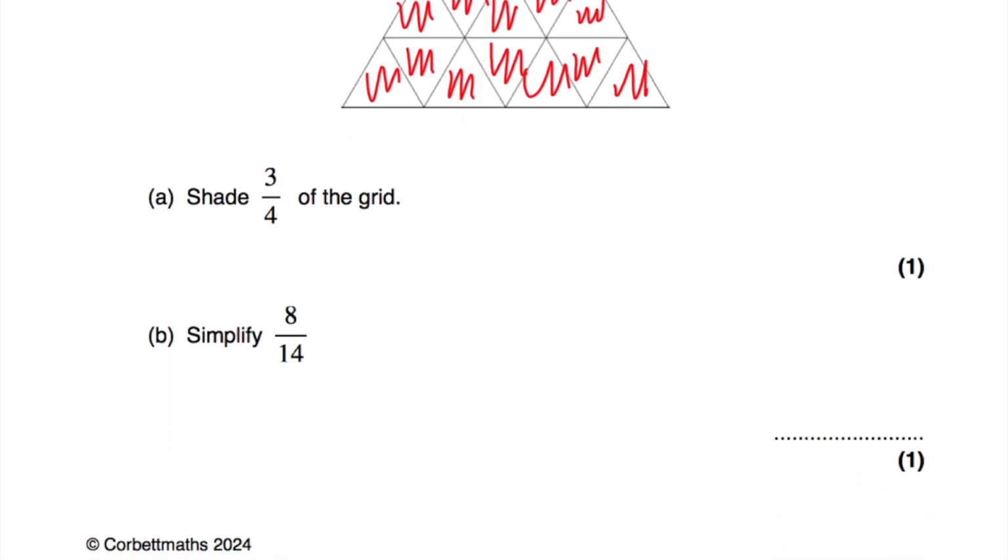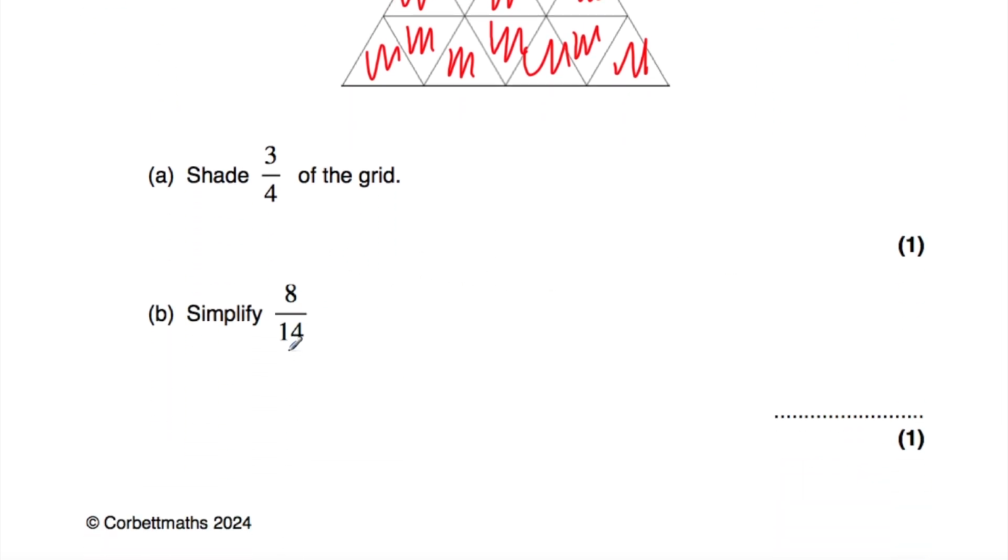Okay, and part B says to simplify 8/14. 8 and 14 are both divisible by 2. They're both even, so let's divide both of them by 2. 8 divided by 2 is 4, and 14 divided by 2 is equal to 7. And 4 and 7, they've got no other common factors apart from 1, so that's it. We've simplified it as fully as possible, so 4/7. And that's it. We've simplified 8/14. Okay, let's look at our next question.